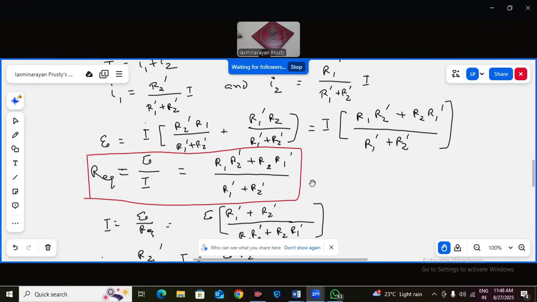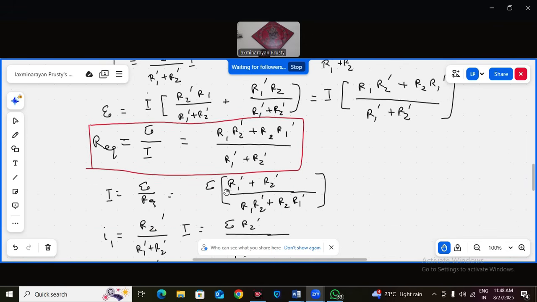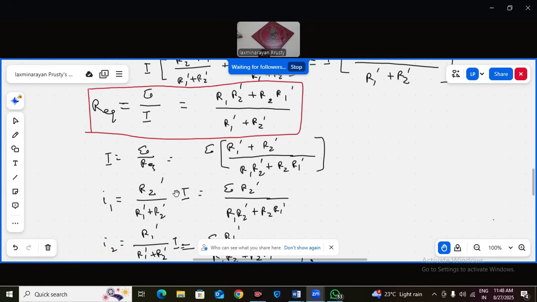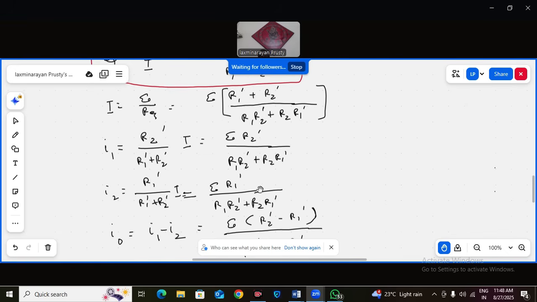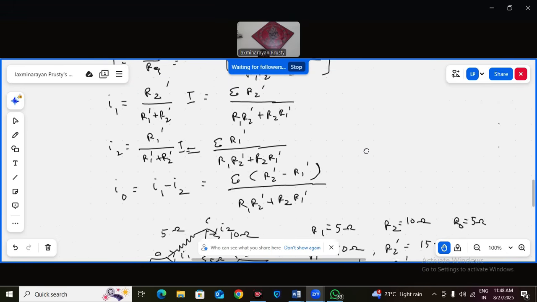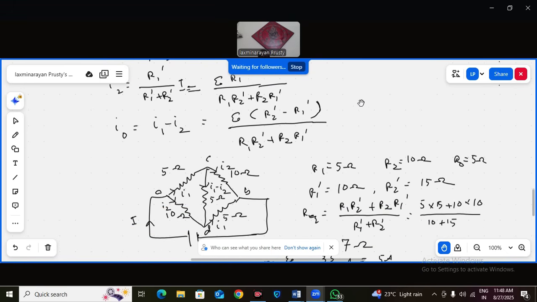So R equivalent, once we can find I, then from I, we can take the inverse ratio of R2 dash by R1 dash, we get I1, I2. Then I naught we get by I1 minus I2. Then I give an example.